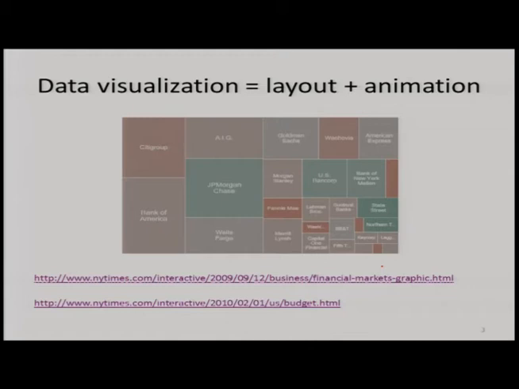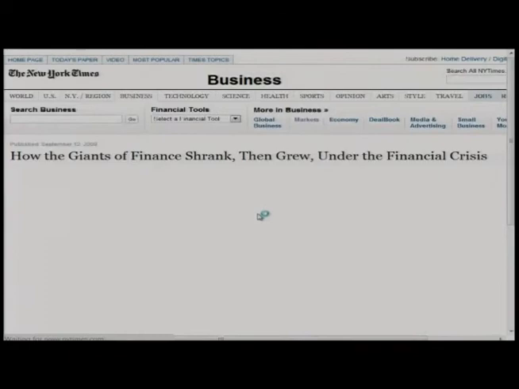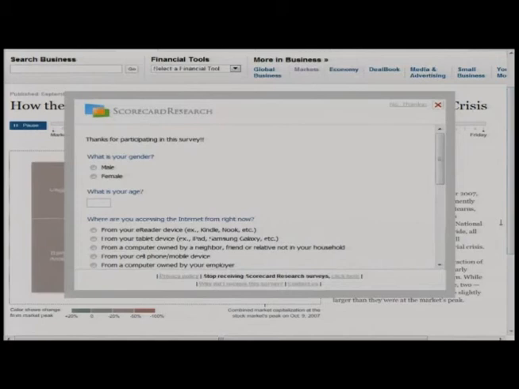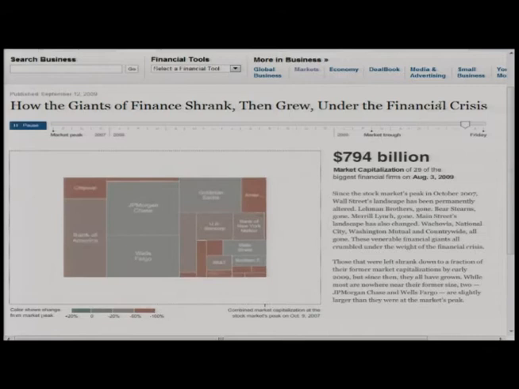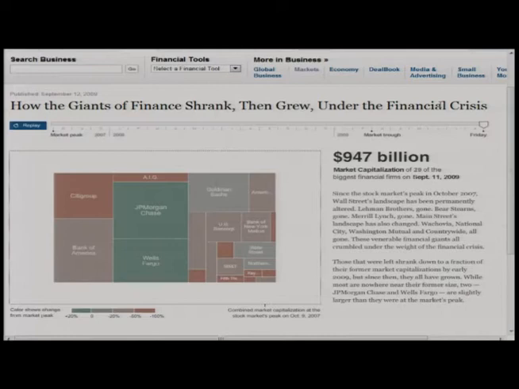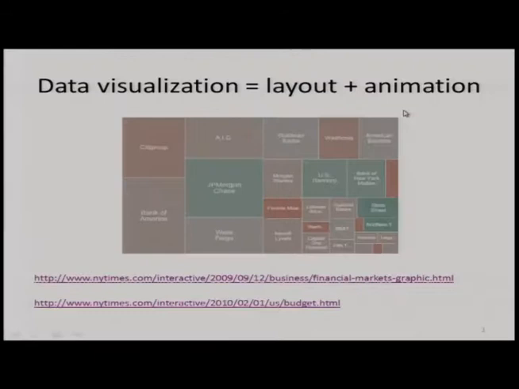Here, I can demo it based on the actual program developed by New York Times designers, which shows how the capitalization of banks changed over time, how they shrank and how they grew, how some of them actually disappeared, some of them merged. And so this is roughly the domain that we want to support. Turns out that GUIs and documents also fall into this category, but visualization is more fun.